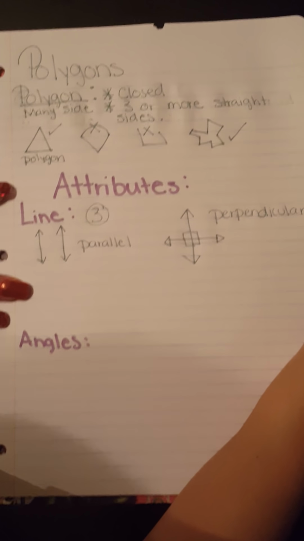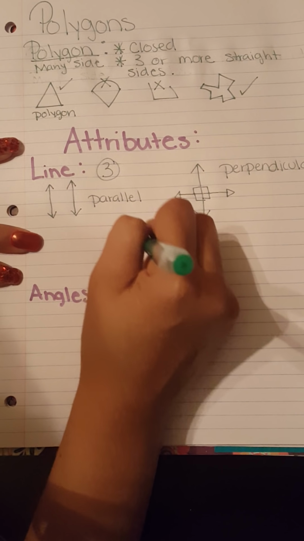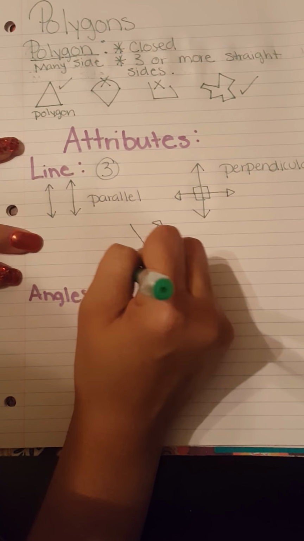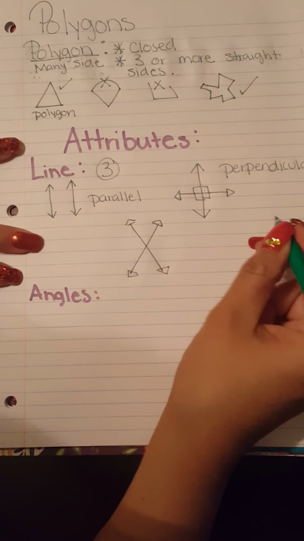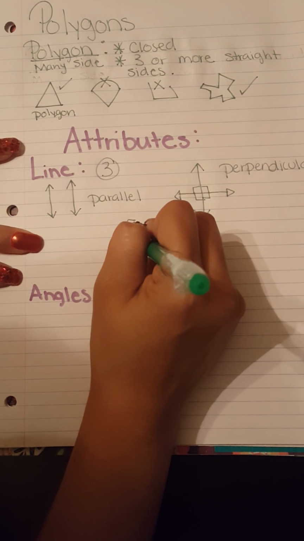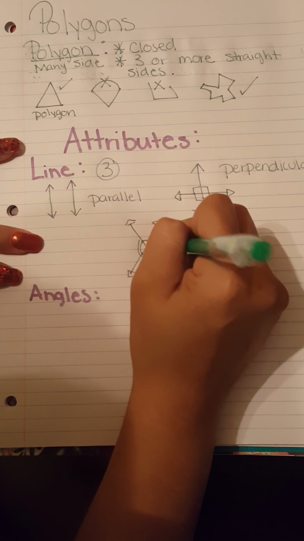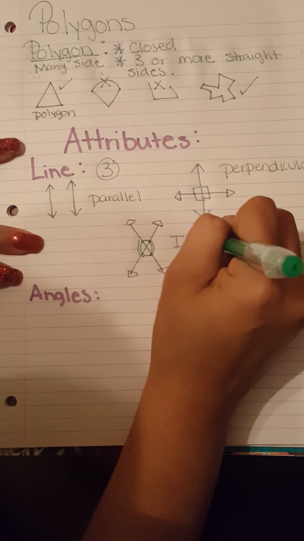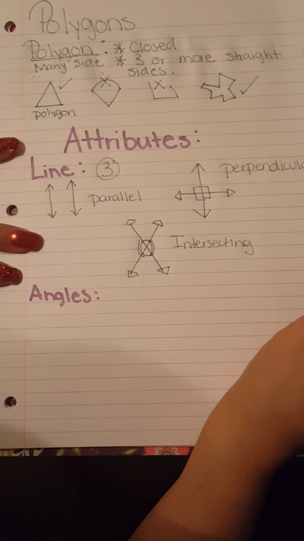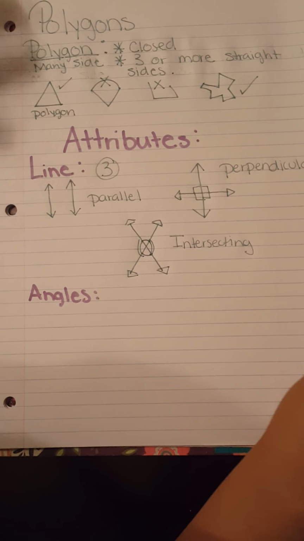And the third type that we work with are the ones that cross in the form of an X. These types of lines make acute angles here and obtuse angles there. These are called intersecting lines. So we're going to be working with 3 types of lines as we're diving into our lessons with geometry and shapes.